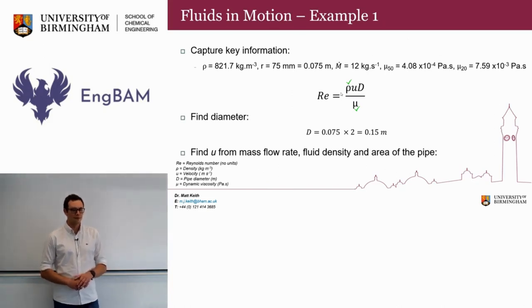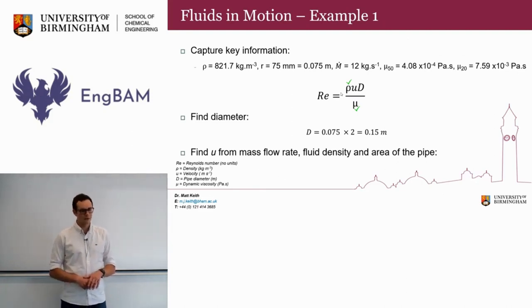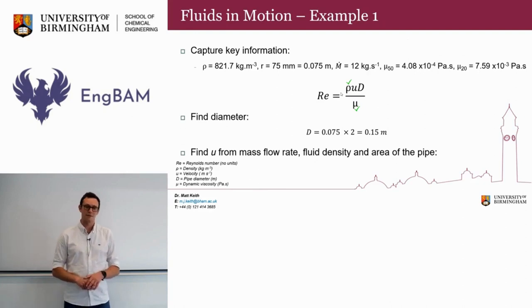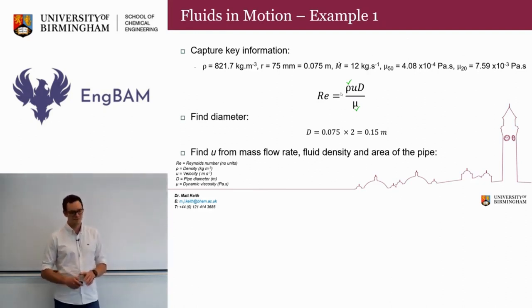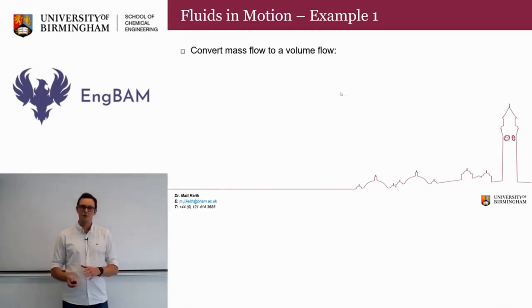So, to find the fluid velocity, that needs a little bit more maths, a little bit more calculating. We have the mass flow rate, and we have the density, and we have the area of the pipe. So from these three things, we can then work out our fluid velocity. Convert our mass flow to a volumetric flow.